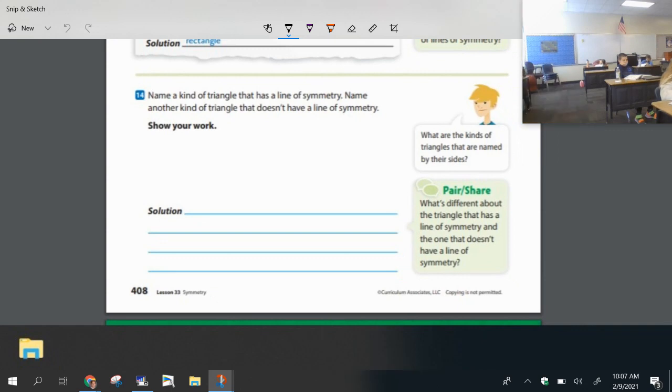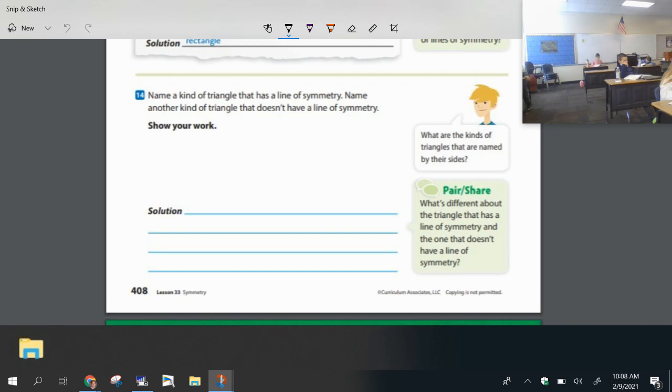Question 14. Name a kind of triangle that has a line of symmetry. Name another kind that does not have a line of symmetry. If you need to flip back in your book to remind yourself the names of triangles, remember there's an equilateral triangle where all the sides are equal. There's the isosceles triangle where two of the three sides are equal. There is the scalene triangle where none of the sides are equal.